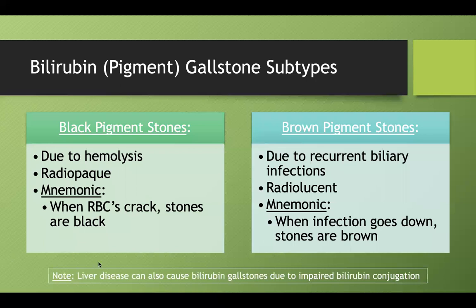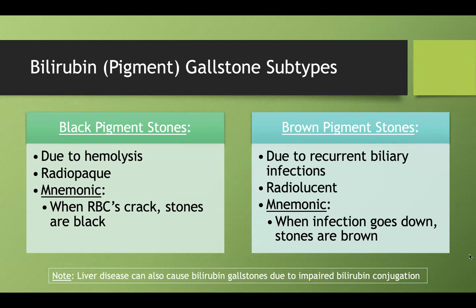Another thing I just added here at the bottom, this you don't need to know for step one, but liver disease can also cause bilirubin gallstones due to impaired conjugation. That should make some sense intuitively. If you can't conjugate it, then some more unconjugated bilirubin can get in there. But it actually forms a mixture of brown and black stones. It's a little bit more complicated than that.